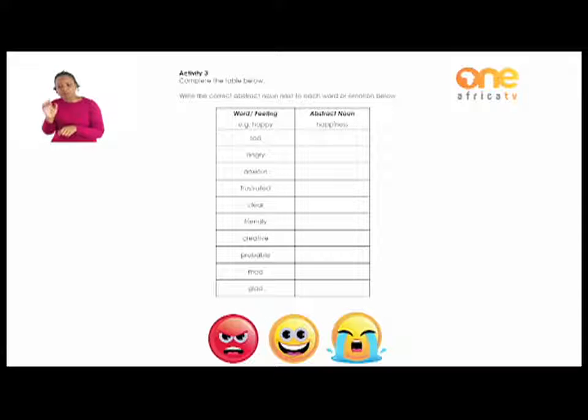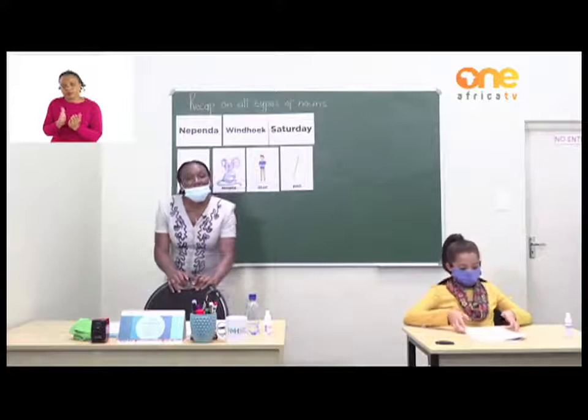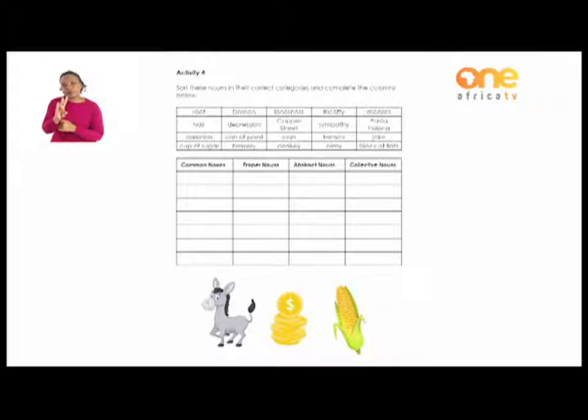I hope that you have paid attention and that you are going to do your activities. We are going to move on to the next activity on page 7. On page 7, there is activity 4 that you are going to do. The instructions are, sort these nouns in their correct categories and complete the columns below. Those are the activities that you are going to do. It's quite a lot, but I hope that you are going to enjoy them.